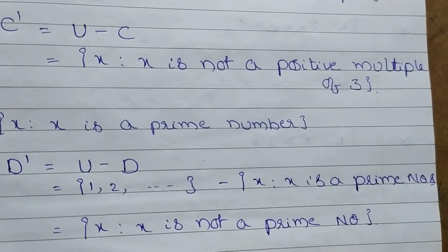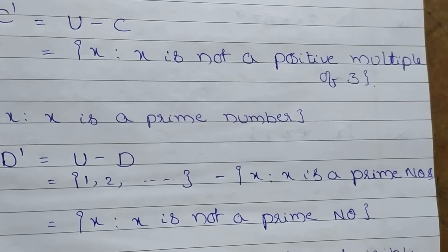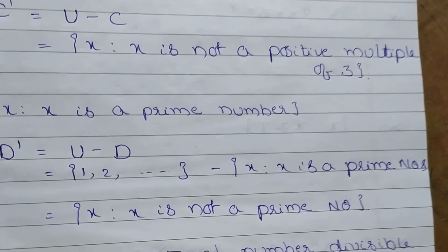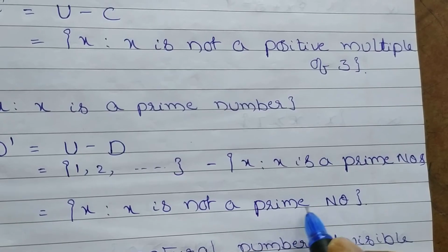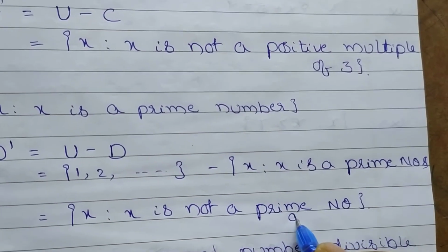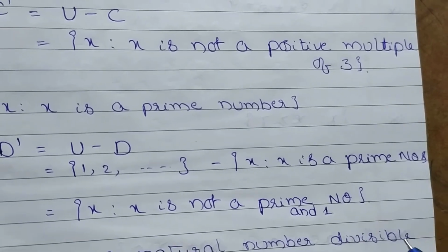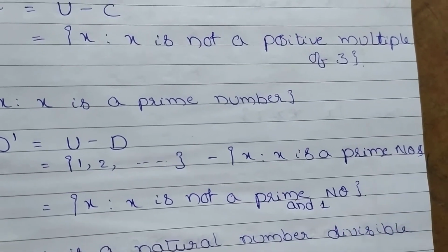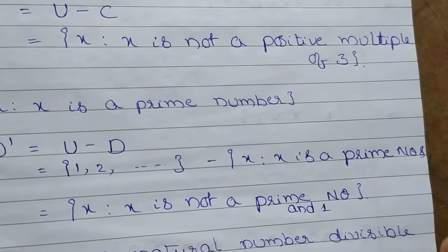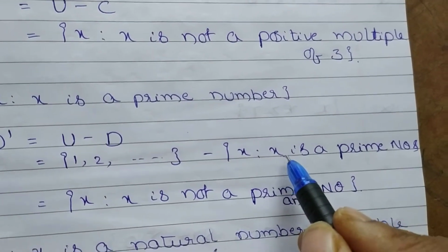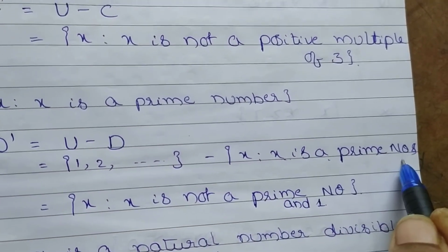We know that 1 is neither prime nor composite. So x is not a prime number, as well as including that 1 will be there in that set, because 1 is neither prime nor composite. So this one is a dilemma, that x is a prime number they are saying.